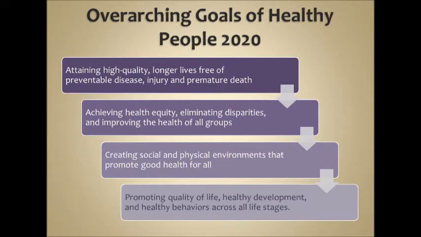Overarching goals of Healthy People 2020 include attaining high quality, longer lives free of preventable disease, injury, and premature death. That calls to mind those determinants. Achieving health equity, eliminating disparities, and improving the health for all groups. That also calls to mind some social justice. Creating social and physical environments that promote good health for all. That reminds us that maybe the government might be better at doing that than individuals.